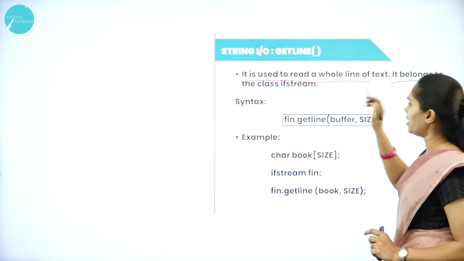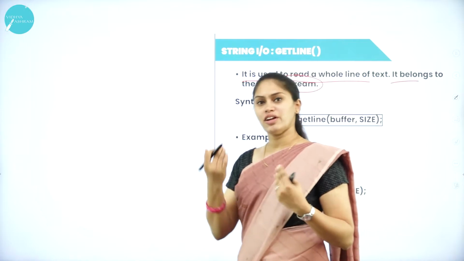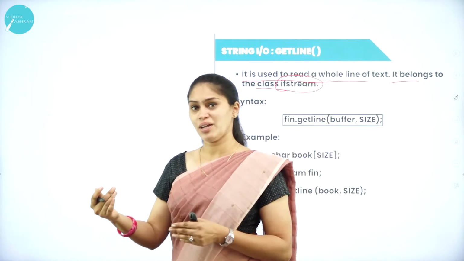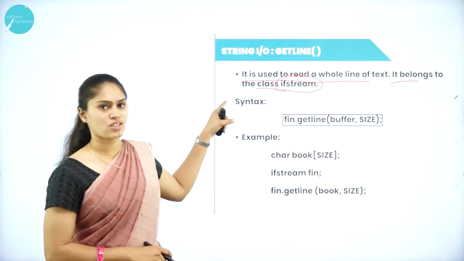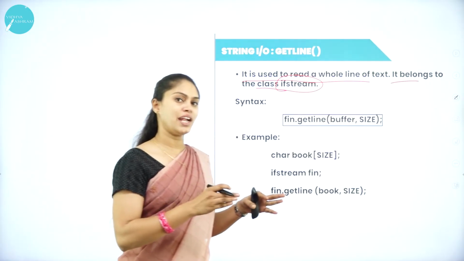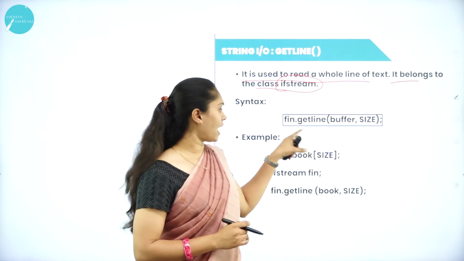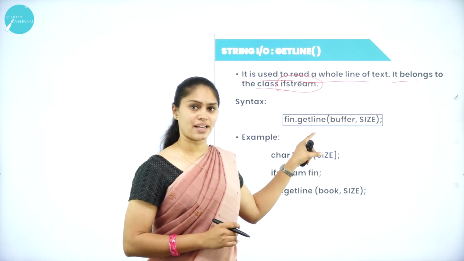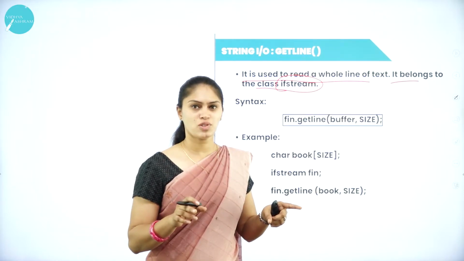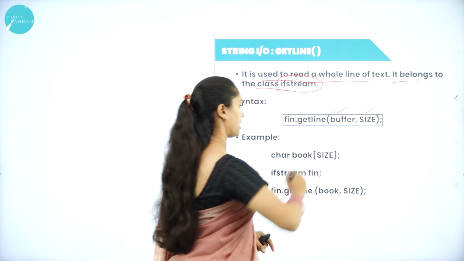It belongs to the class called ifstream. It is reading, so in the sense it belongs to input file stream, so it belongs to the class called ifstream. Then what is the syntax? I have to create an object for the ifstream class, so with the help of that object I can call the member function getLine. Then what do I take as arguments? I have to take a buffer and then size.